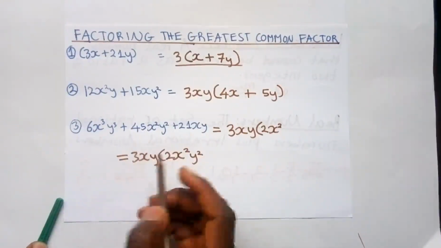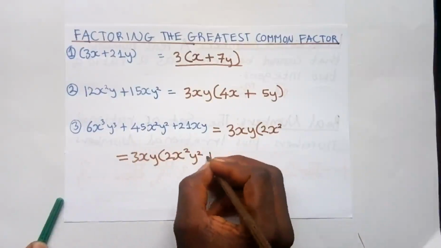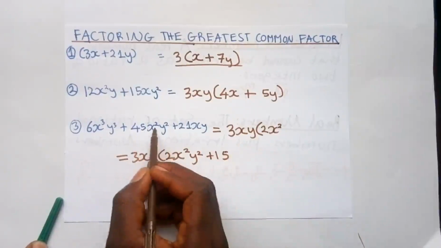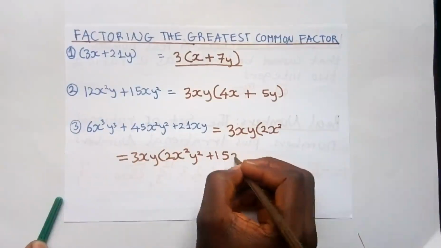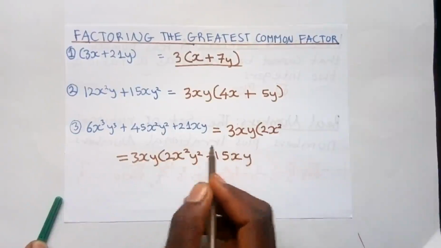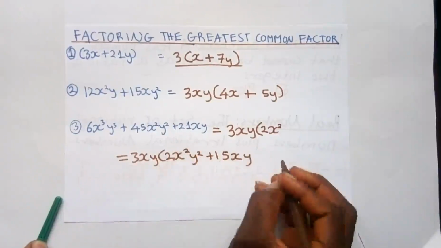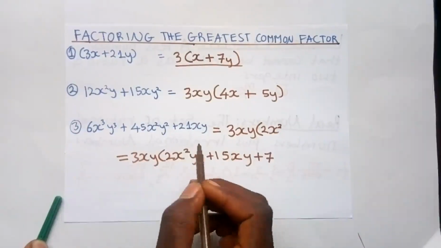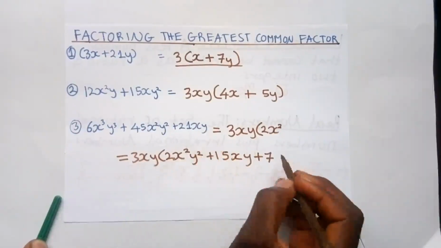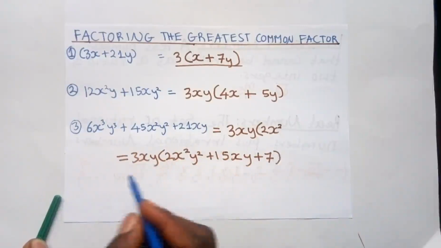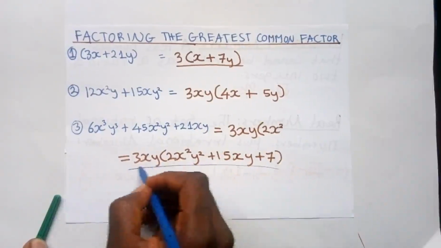45 divided by 3 gives us 15. s squared divided by s gives us s. And y squared divided by y gives us y. 21 divided by 3 gives us 7. s divided by s, 1. And y divided by y, 1. So we can factor these two.